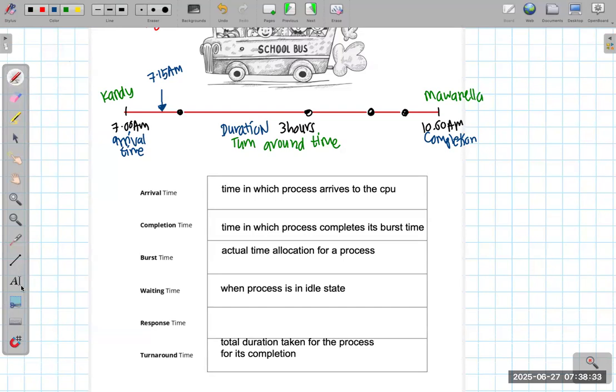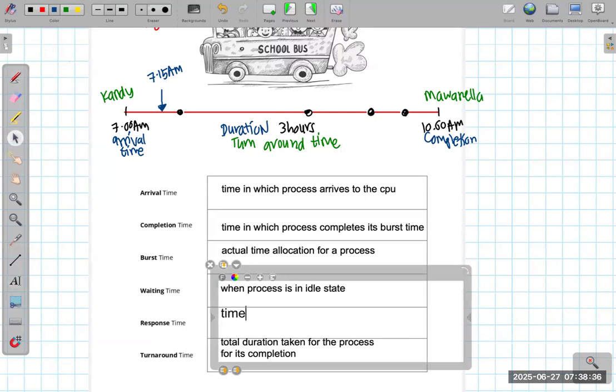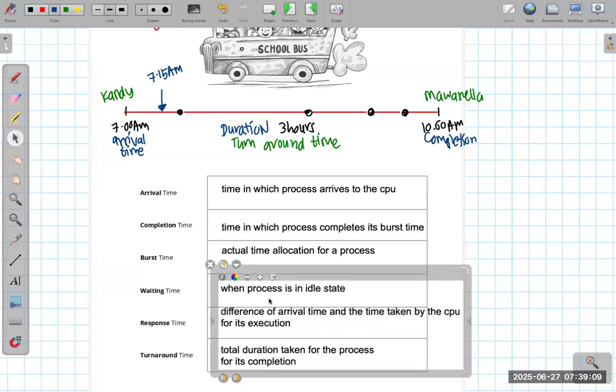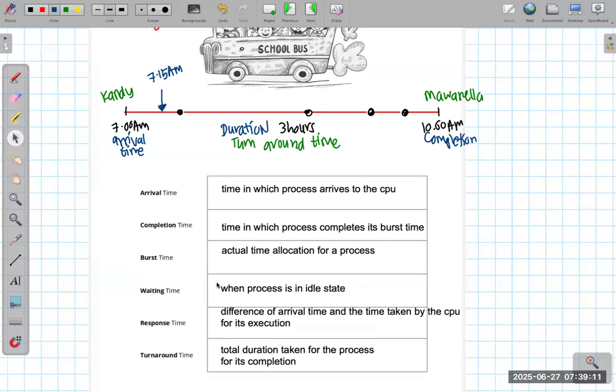That is, we'll say, the difference between the arrival time and the time taken by the CPU to start executing the process.